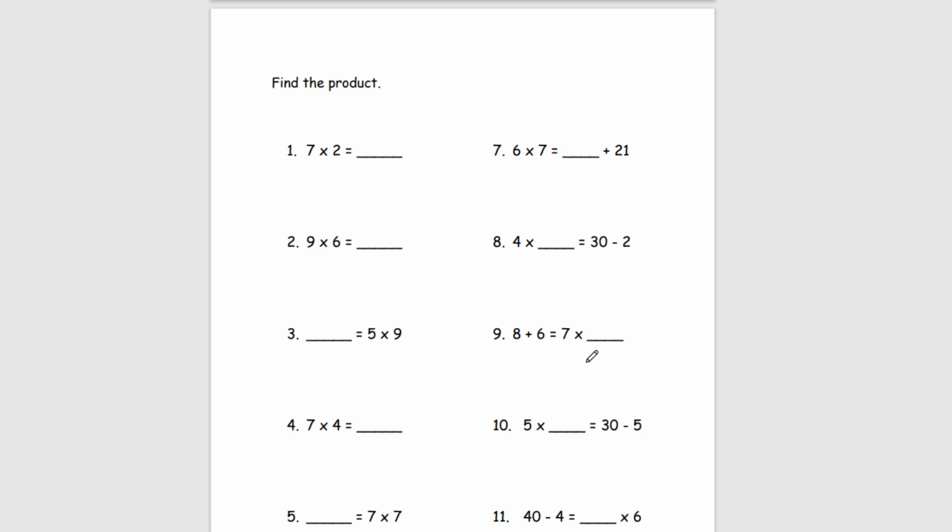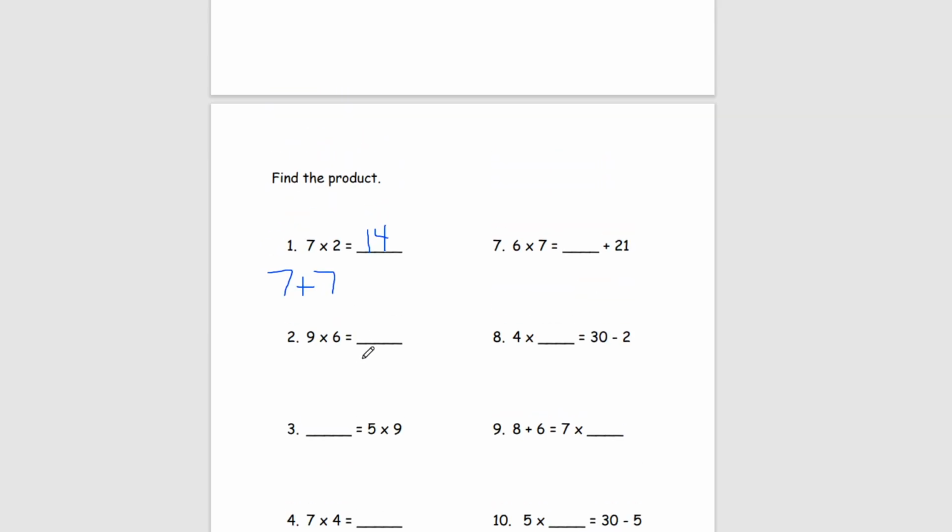Moving on to this next page, where we find the product. Of course, if you already know your times tables, we don't have to do any extra work. But if you do not know, we'll have to do it the slower way. So 7 times 2, that's basically 7 plus 7, and that gets us 14. For number 2, oh, it's the same one as on the previous page.